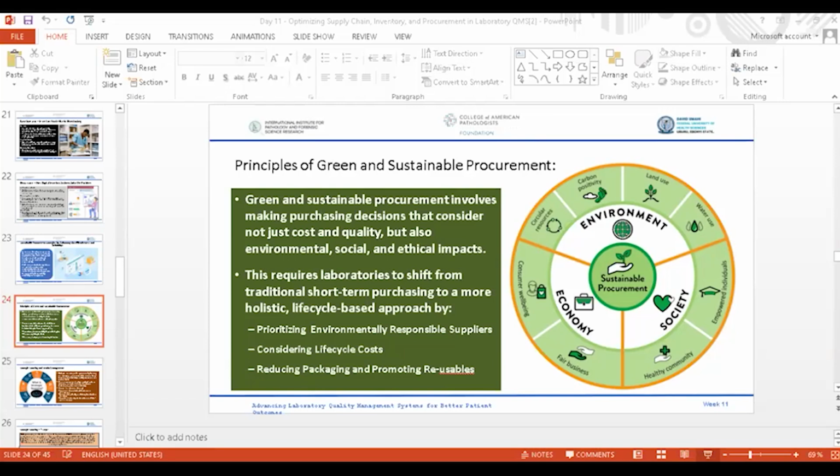Another way this can be achieved is by supplier partnerships for innovation and value-added services. Beyond transactional relationships, labs should build partnerships with suppliers that are willing to co-develop customized solutions, because it is the lab's feedback that will enable the suppliers, or the manufacturers, to know how to improve on their products. They can also provide training on new products and also provide shared saving incentives for sustainable options.